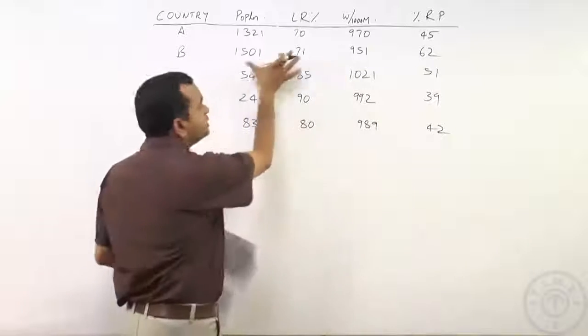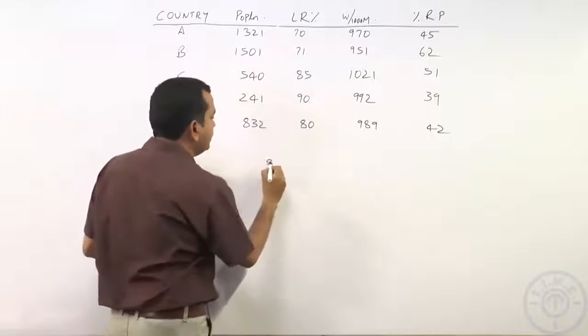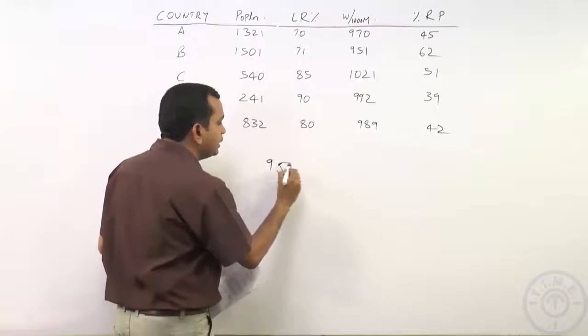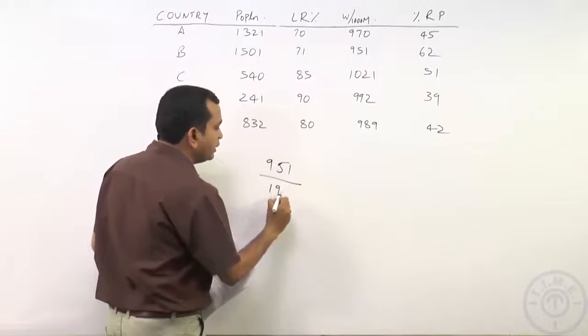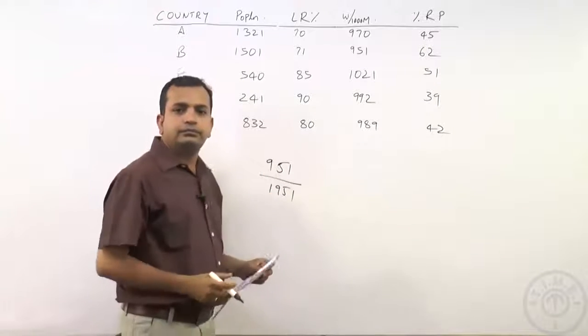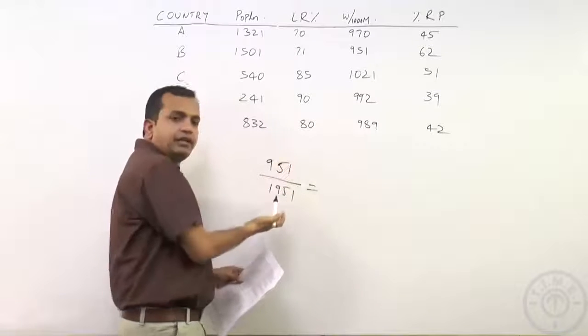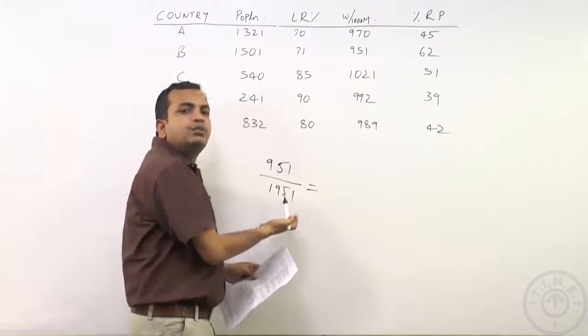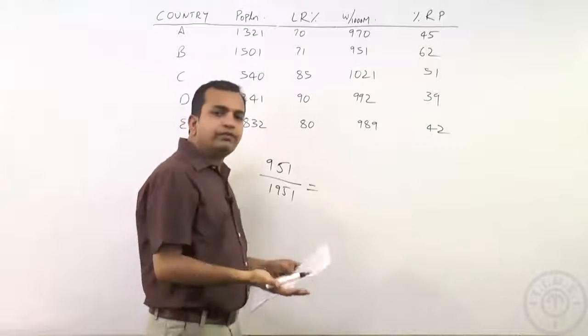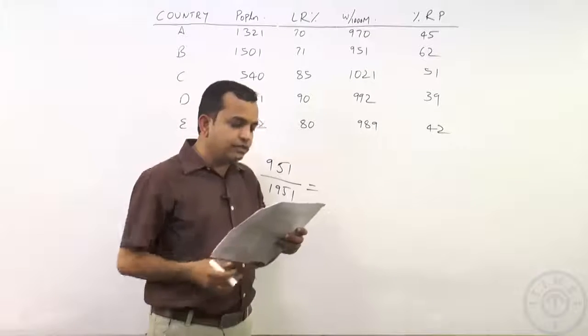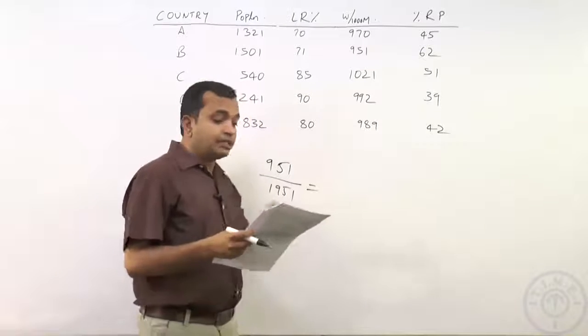If this country has only 1000 men and 950 women, then the percentage of women will be 951 divided by 1951. Now, 951 by 1951, if you try and divide this, you see that this is very close to 50, and therefore, the answer for this question has to be, without any calculations, 49.